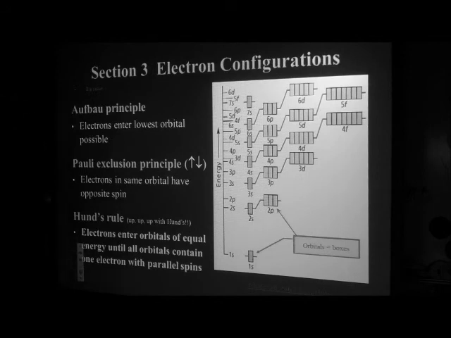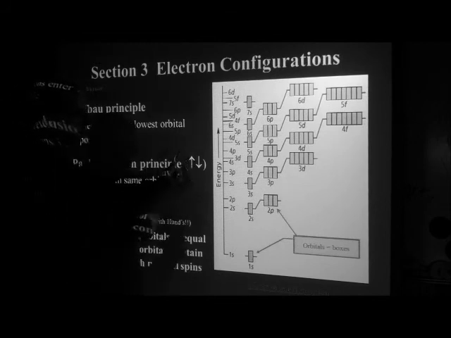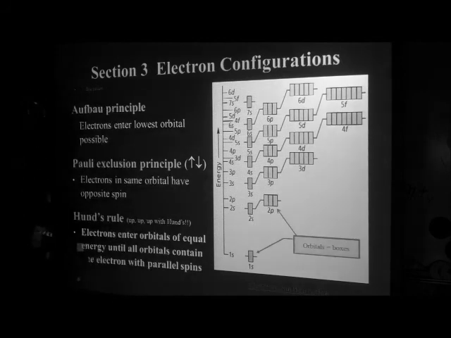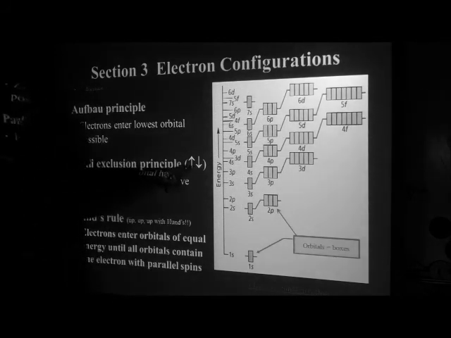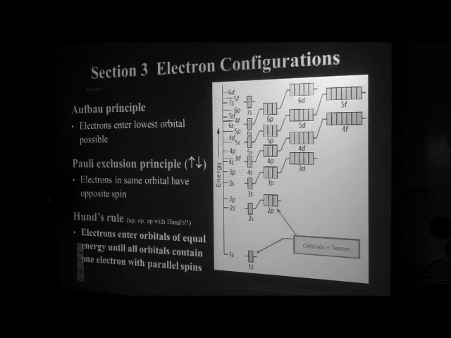The next thing is called the Pauli exclusion principle. Pauli, P-A-U-L-I, named after a famous scientist, exclusion principle. And here in parentheses I have two arrows, an up and a downward arrow right here, and that helps me remember what this is about. Now you don't know what those arrows mean just yet, but we'll talk about that in a little bit. It says that electrons in the same orbital have opposite spins. So electrons in the same orbital have opposite spins.